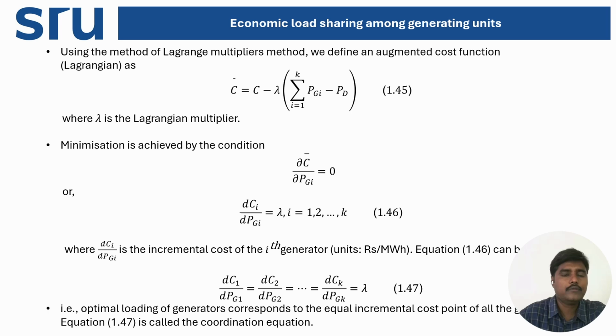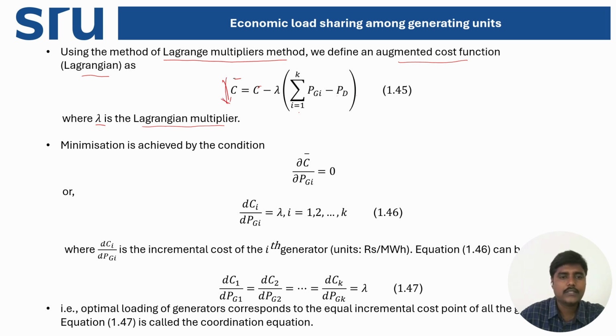So once you want to express this by using the Lagrange multiplier method, the augmented cost function, which can also be called the Lagrangian, can be expressed as C bar is equal to C minus lambda into summation i equal to 1 to K of PGi minus PD, where lambda is the Lagrangian multiplier. Now we have to minimize this total cost.